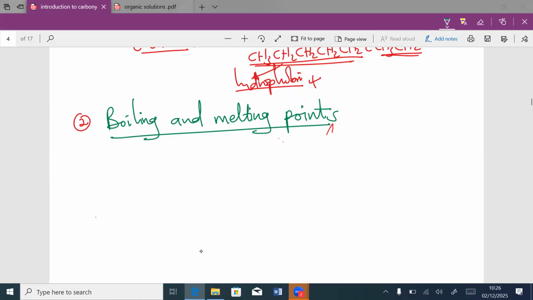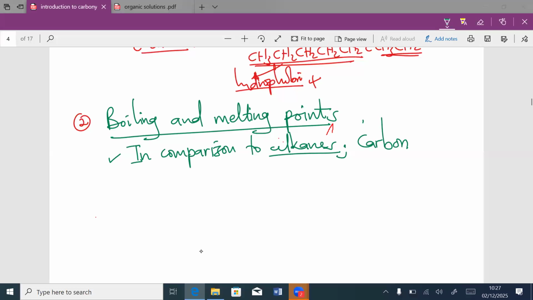The first thing that we'd recognize is that in comparison to alkanes, these carbonyl compounds have higher melting or boiling points.